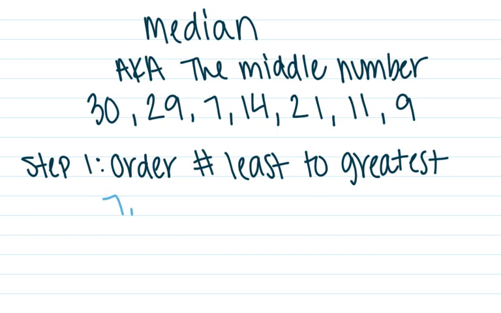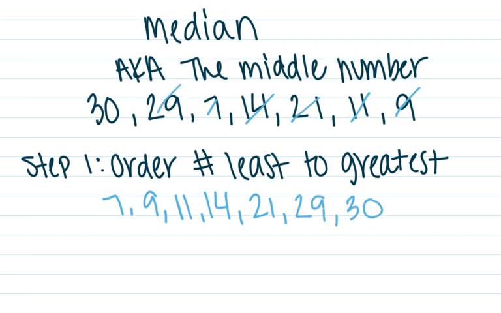So I have 7, 9, 11, 14, 21, 29, and 30. You may have noticed I crossed the numbers out as I wrote them down. I wanted to make sure that I had all the numbers that I was supposed to have in my data set.